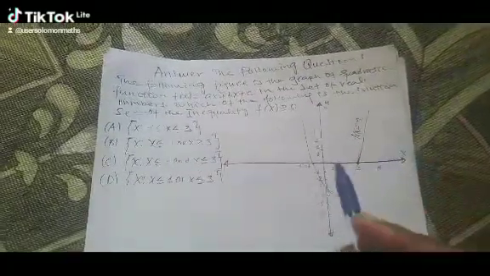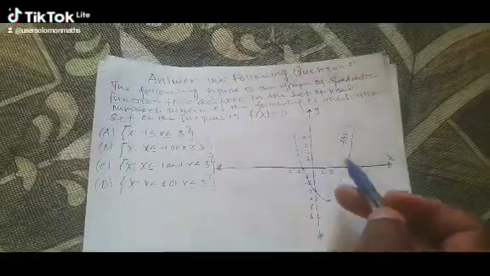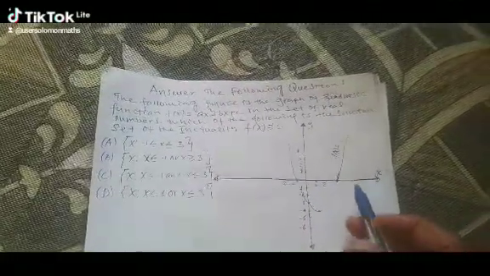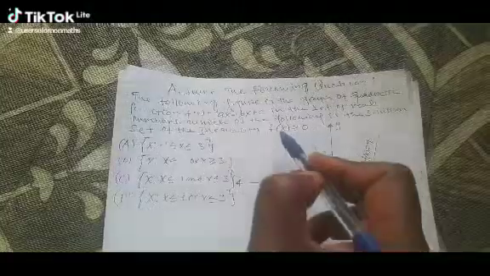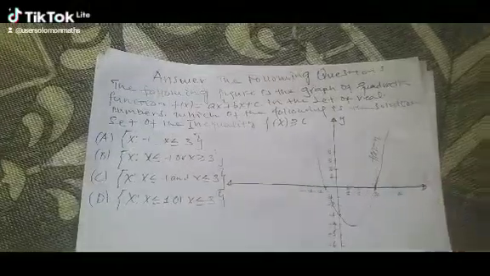The graph is upward. From this graph, look at the x-intercepts. (-1, 0) is an x-intercept. (3, 0) is an x-intercept. So the solution set of f of x is greater than or equal to 0. How can we find the solution set of this inequality?